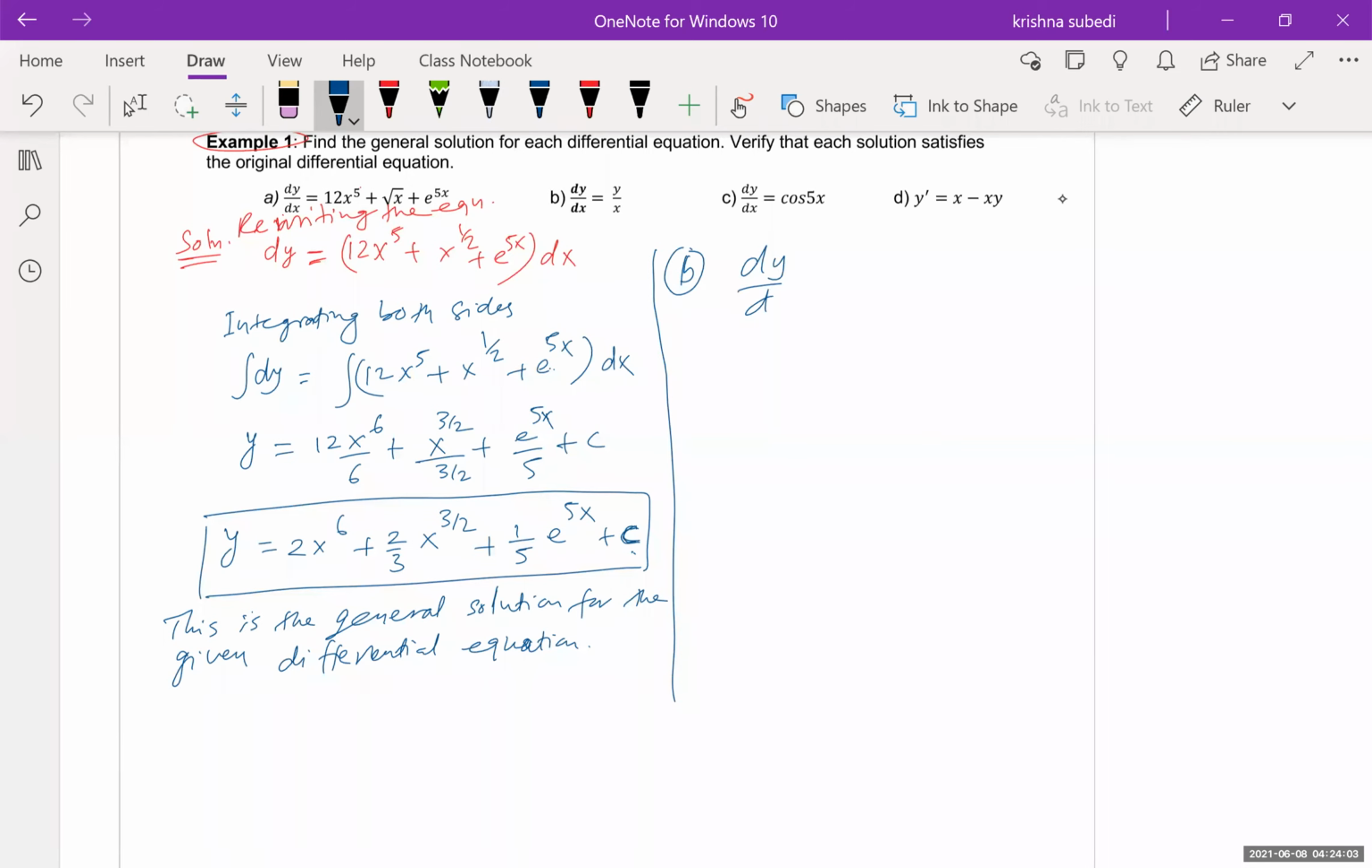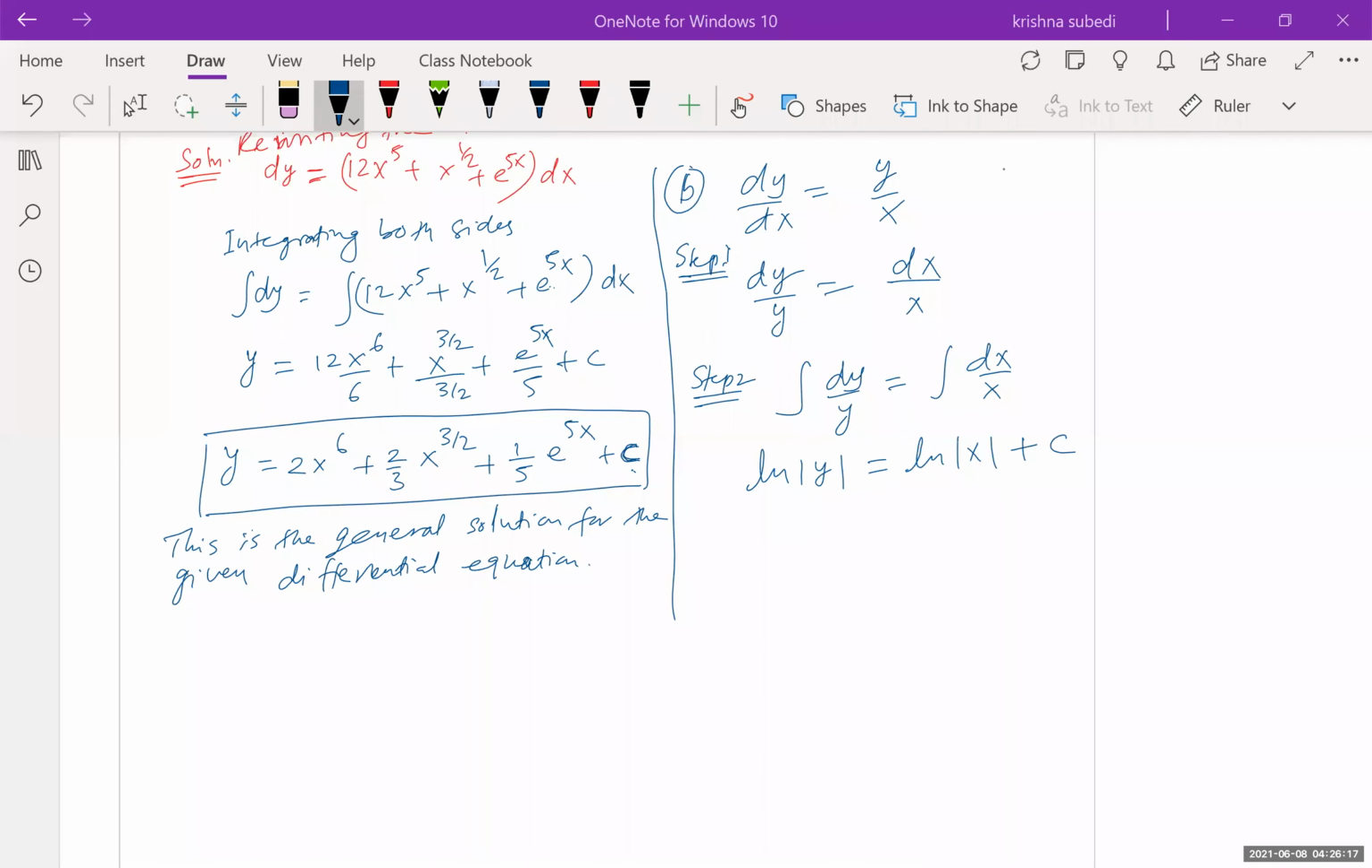So dy over dx equals y over x. Step 1, separate y dy one side and x dx to the other side. Okay, in step 1, we try to separate y dy one side, x dx another side. That's what we did. And in step 2, you integrate both sides. And you know the integration of the left-hand side is ln y equals, on the right-hand side, we'll get ln x plus c.